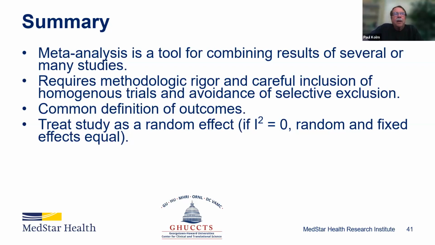And so we need to also have a common definition of the outcomes, and then to treat the study as a random effect. If the I-squared is 0, then there's no difference between the estimates of random and fixed effects. But typically, you're going to have some I-squared that's not equal to 0, and so that's an issue that will have to be dealt with one way or another, and some perhaps deal with it better than others.